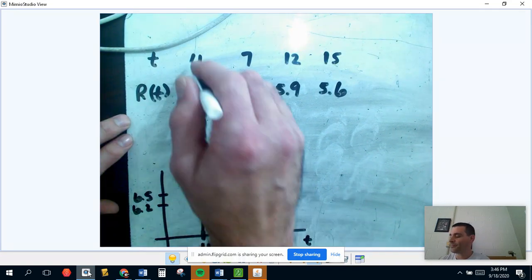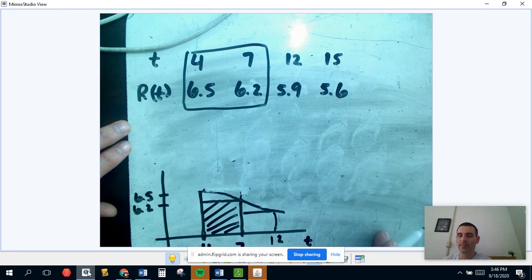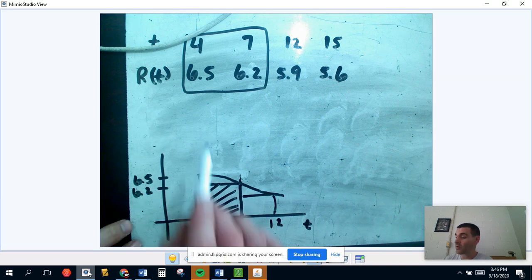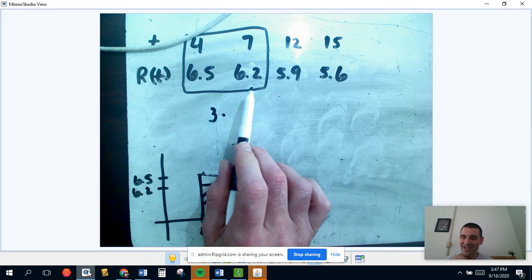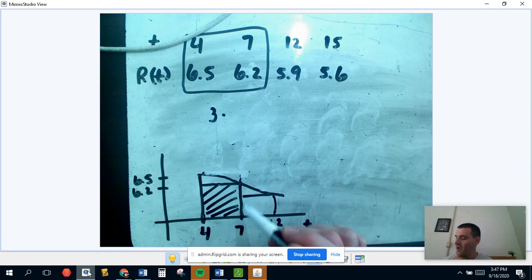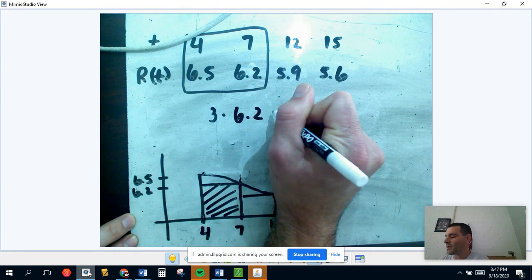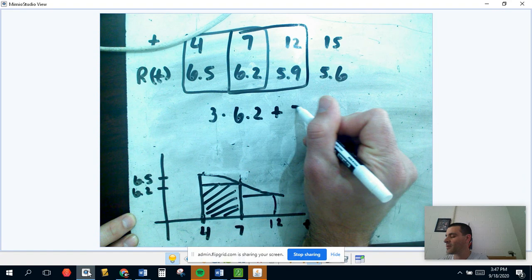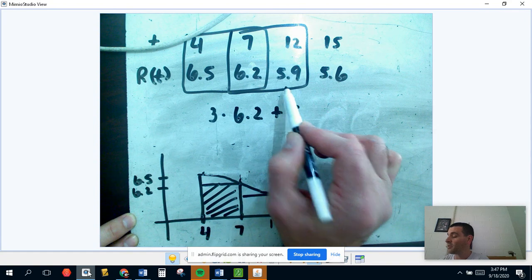So this would be rectangle number 1 right here. And if you remember, the area of a rectangle is length times width. So the width of this rectangle is 7 minus 4 from your x coordinates. Okay, so my area is 3 times, and we're using the right-hand side as our height. So we're using the right-hand side, not 6.5, but 6.2, the one on the right. Similarly, this will be rectangle 2 here, where the width is 5, and the height, remember, we're using the right-hand side, or the side with the larger x. So times 5.9.